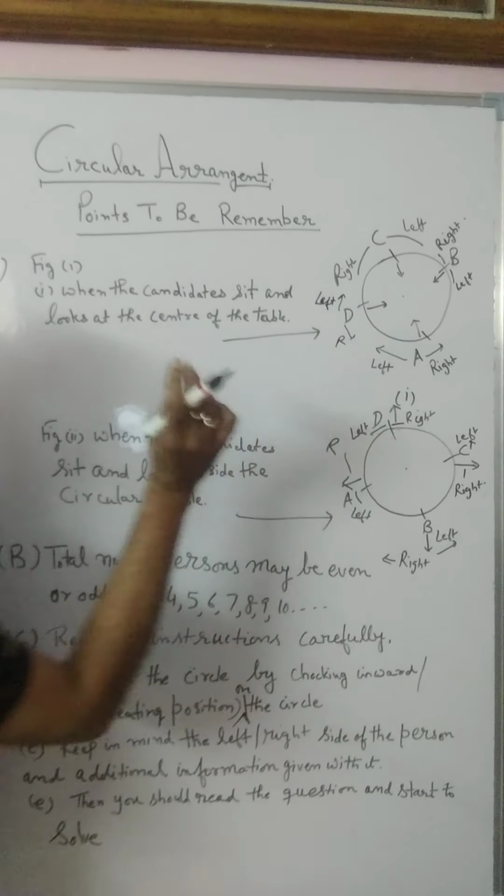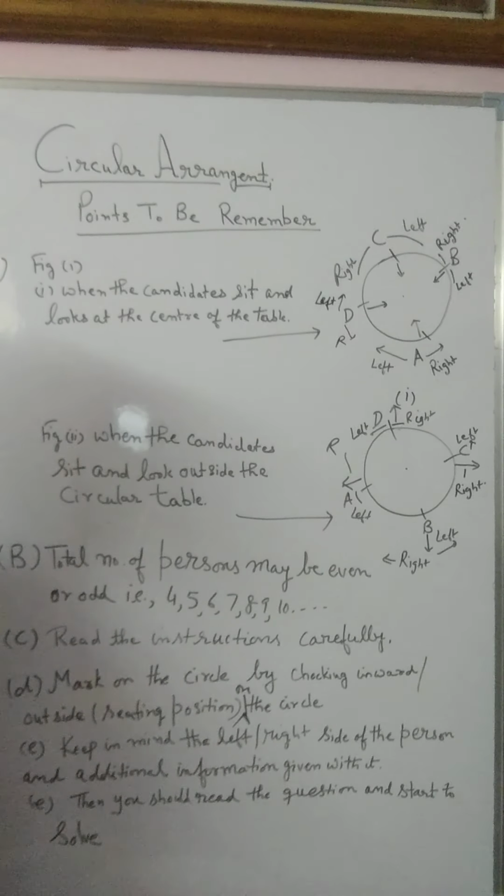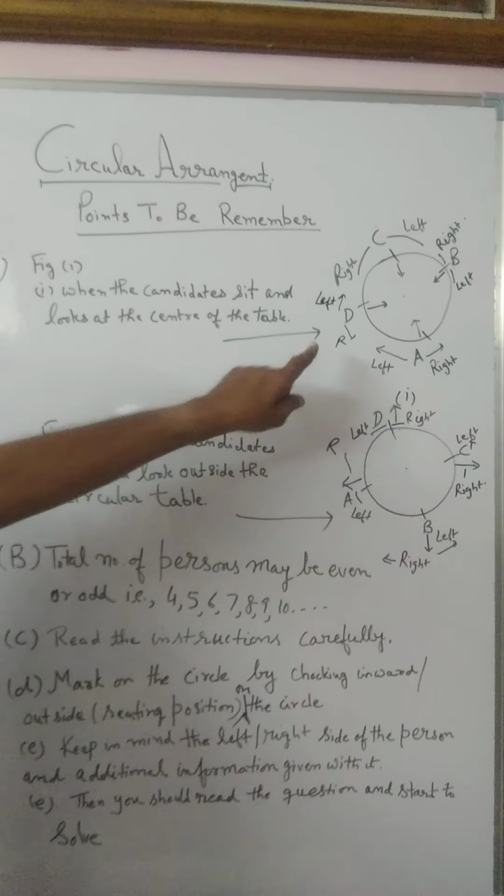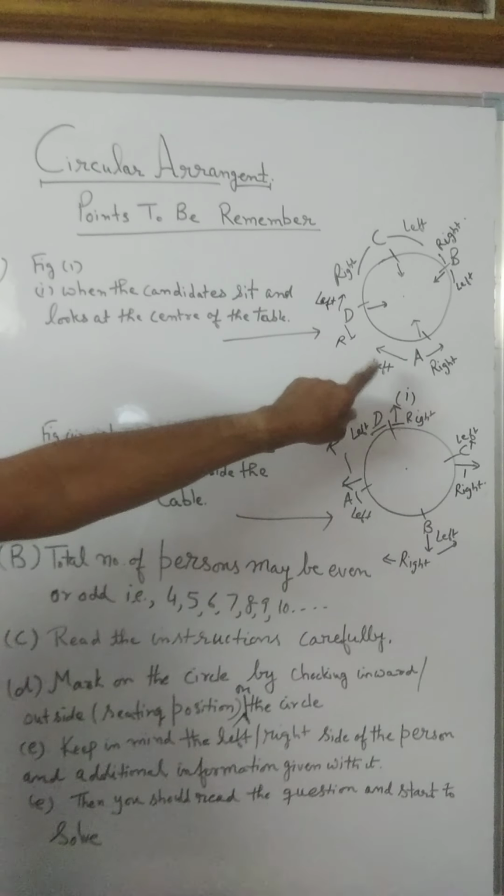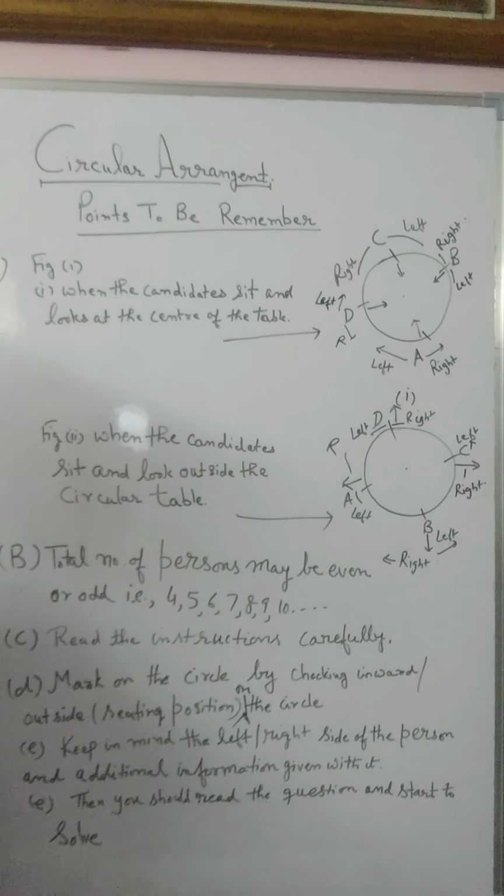So when a candidate is looking inside the center of the table, we have to check his right and left very carefully. The second thing regarding the circular arrangement is that the candidates are no doubt sitting around the table, but now they are not looking at the center of the table; they are looking outside, their back is towards the center, that is A, B, C and D.